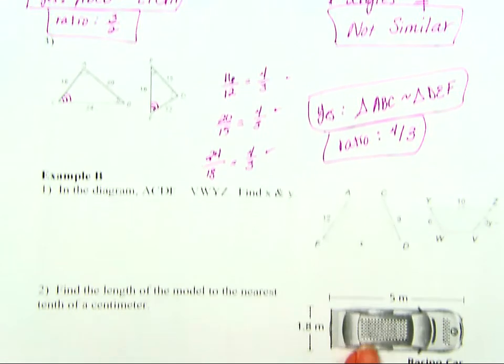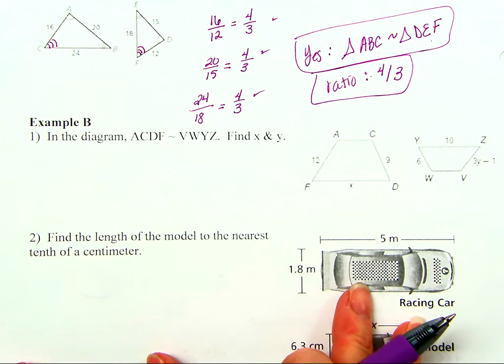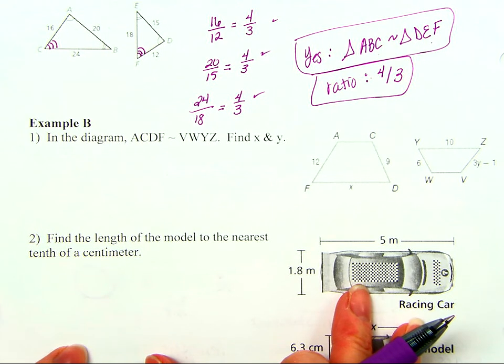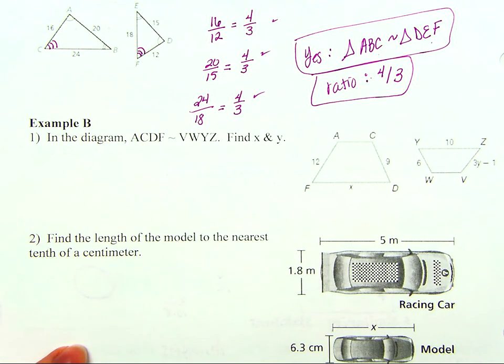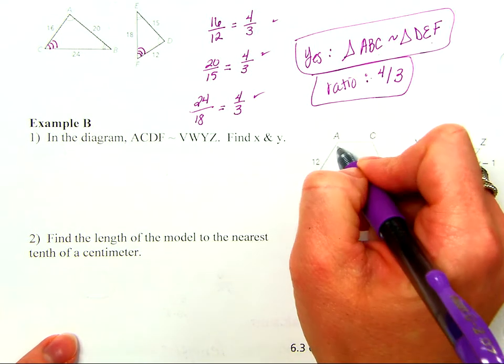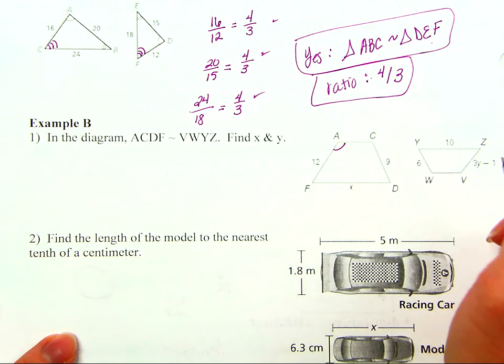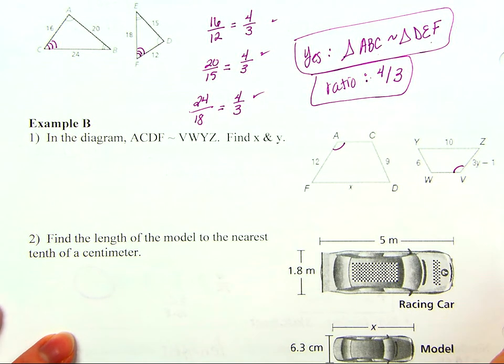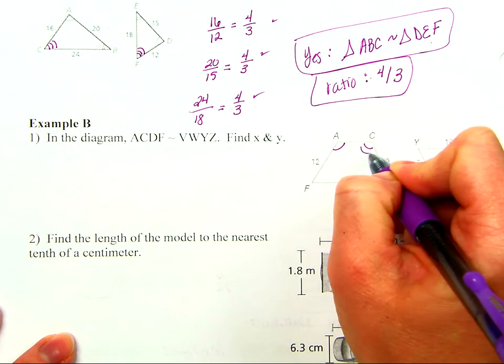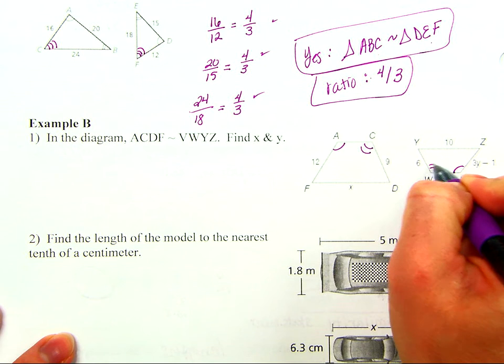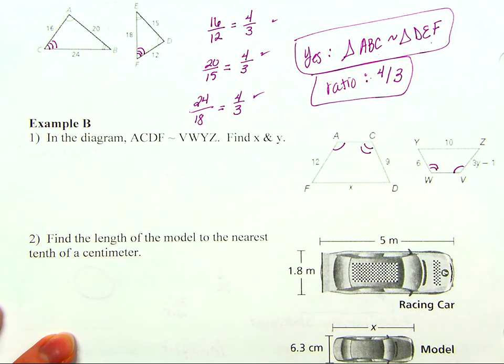We can use similar polygons to solve for some missing information. In my example B, it tells me that ACDF is similar to VWYZ. They want me to find my value for variable X and variable Y. Now, it may be helpful to mark the corresponding angles. Angle A corresponds with V. Angle C corresponds with W. And angle D corresponds with Y.